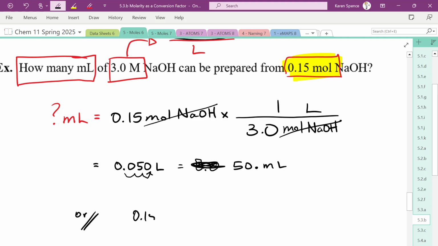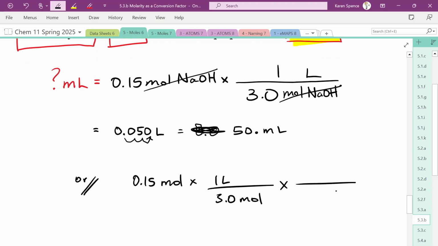You could say 0.15 moles times 1 liter per 3.0 moles times, and then we want milliliters. So you would cancel your liters and find milliliters. And we know that there are 1,000 milliliters per liter, and it would give you 50 milliliters. And I don't mind which way you do it as long as you feel comfortable. Okay?